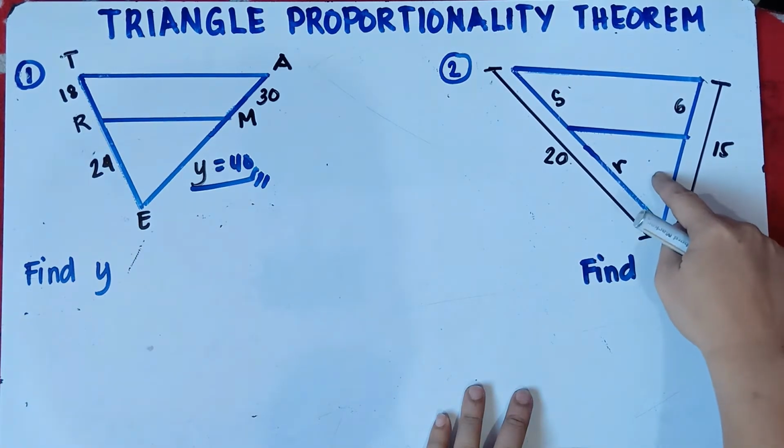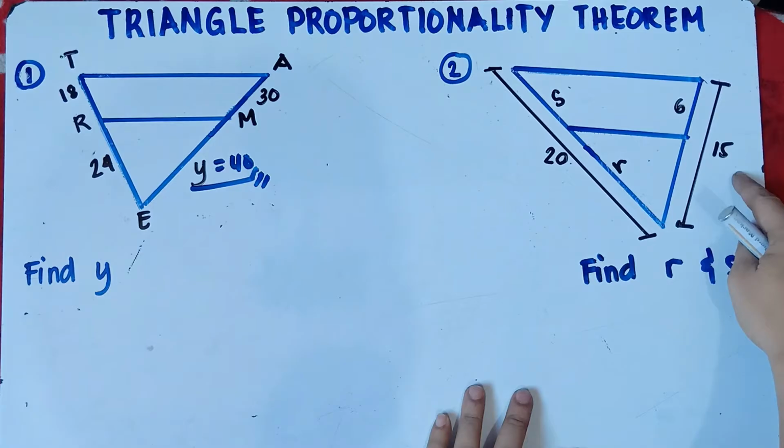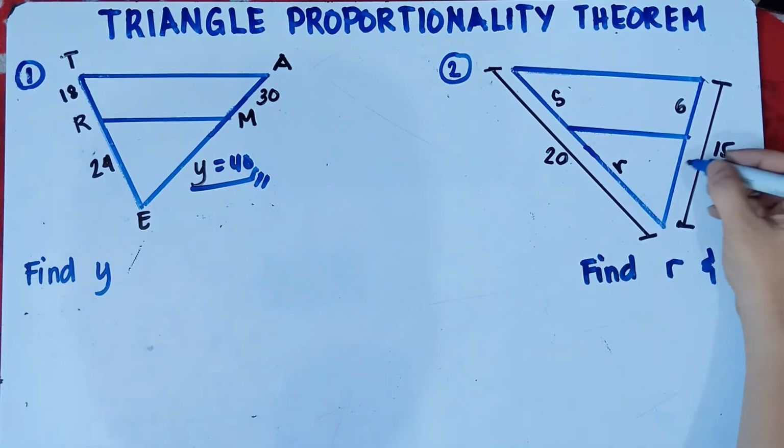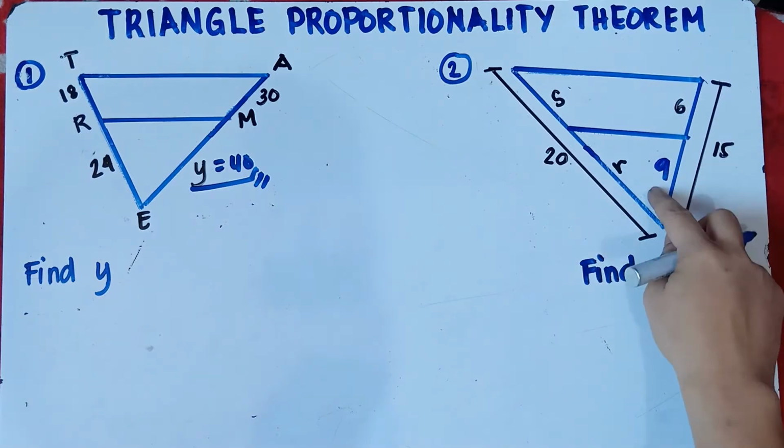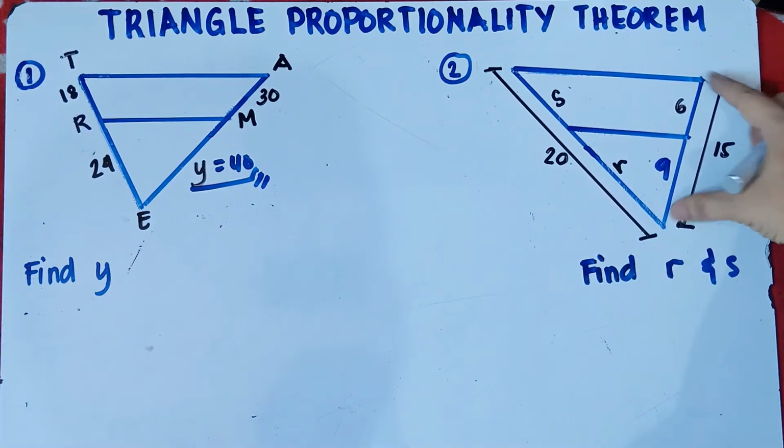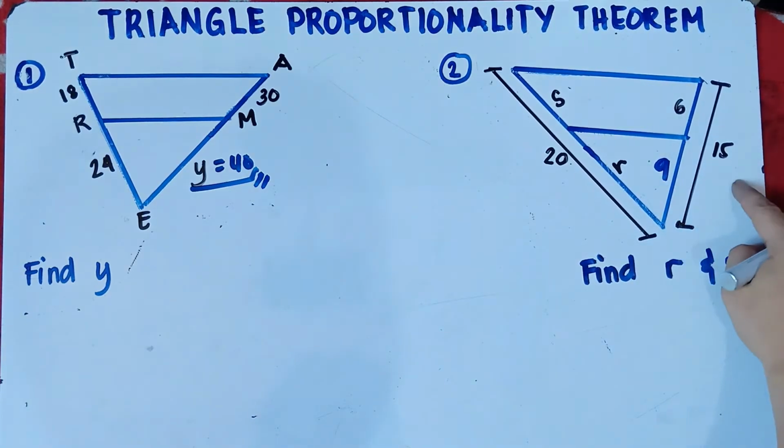This will be 9, right? Because 9 plus 6, that is 15. So therefore, this is 9. So once again, class, I get 9 because 15 minus 6 is 9. The total of this side is 15. So 6 plus 9, that is 15.